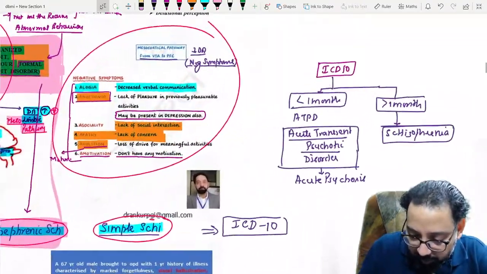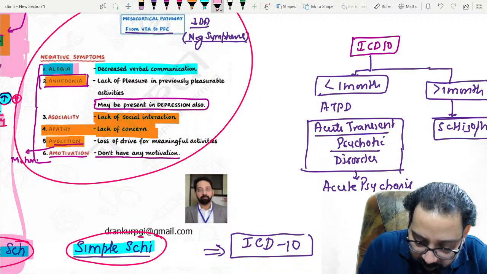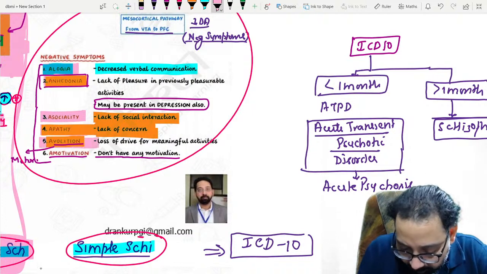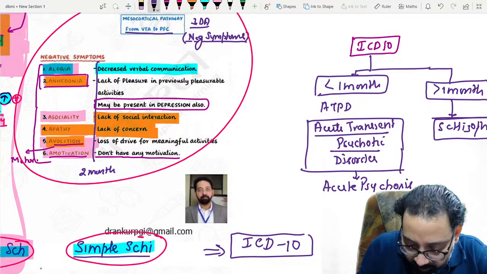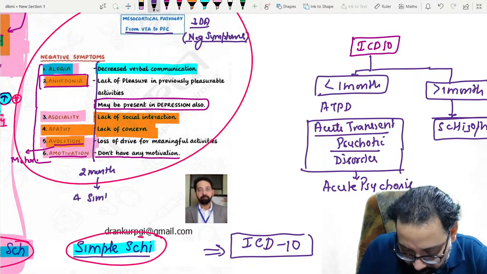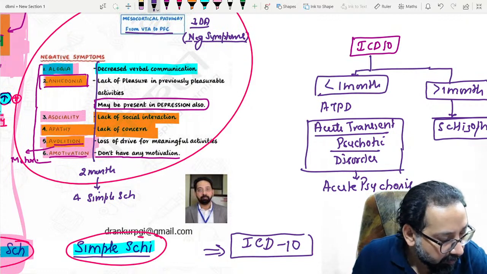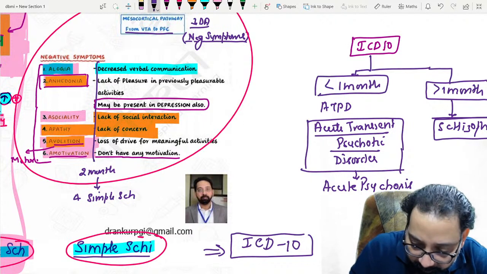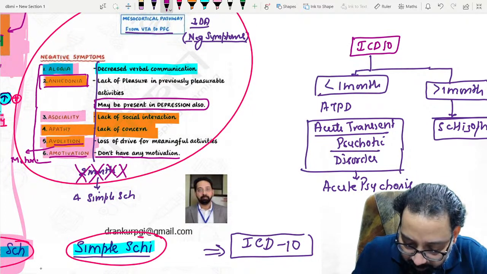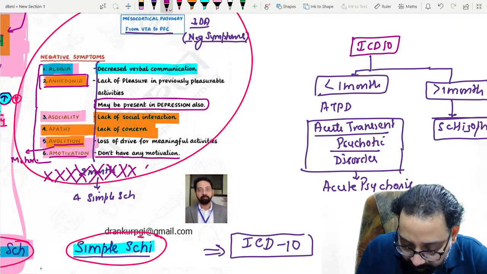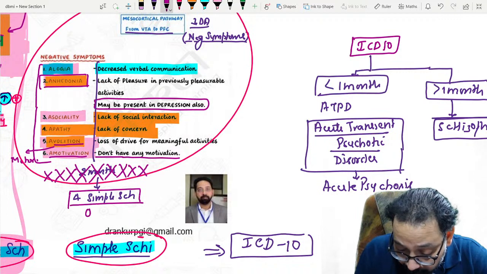Now, if I ask you a question, if a patient is having alogia, anhedonia, asociality, apathy, avolition, amotivation, all these symptoms for 2 months, the diagnosis is simple schizophrenia. Do you agree with this? No, I don't agree. You can't make it. The purpose of discussing in such a way is that you will remember that I have cut many times. In the diagnosis of simple schizophrenia, the duration should be 1 year.